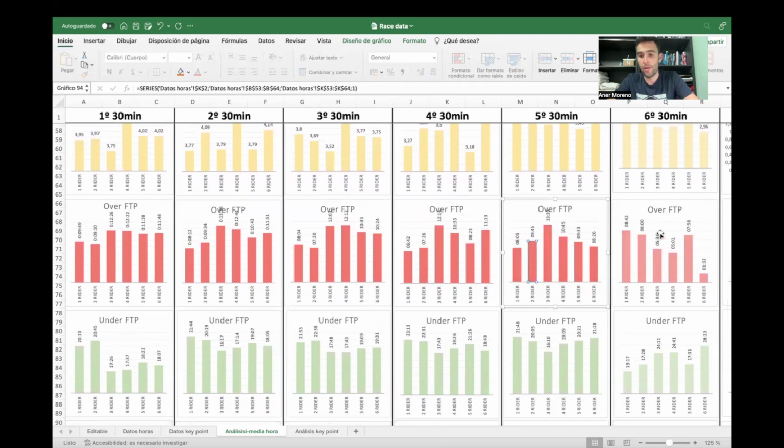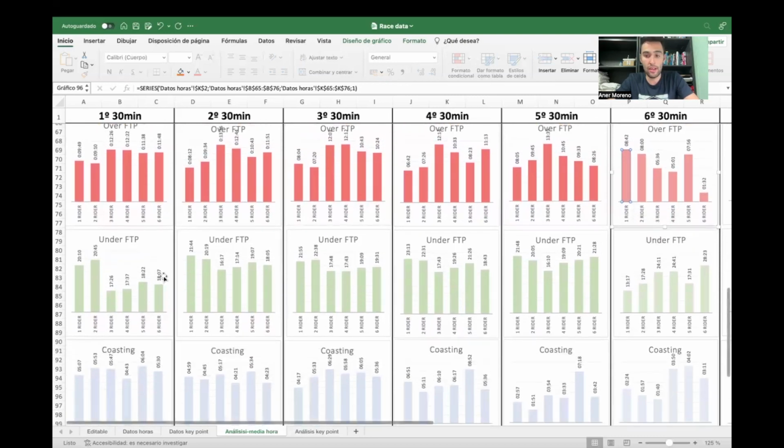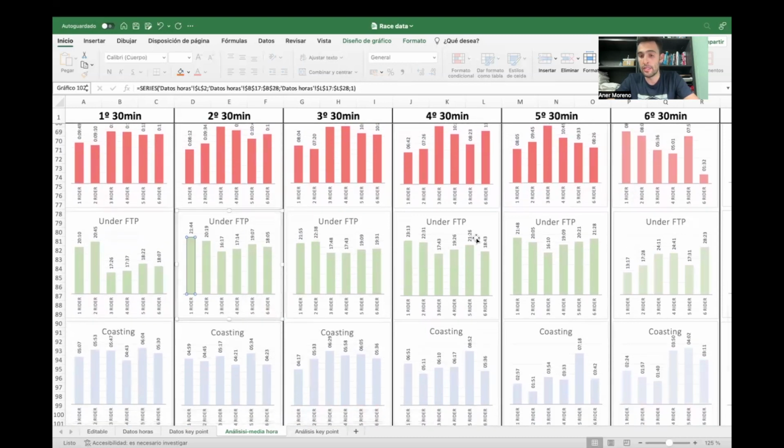In the last half an hour, we can see how rider 1 and rider 2 spend much more energy over FTP. Also, the time spent under FTP, those two riders are the leaders of the team, and they spend much more time at this pace.